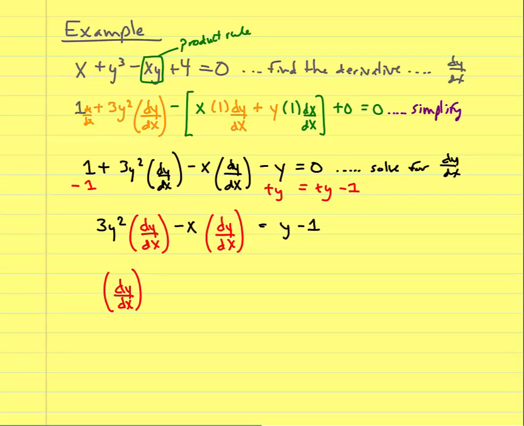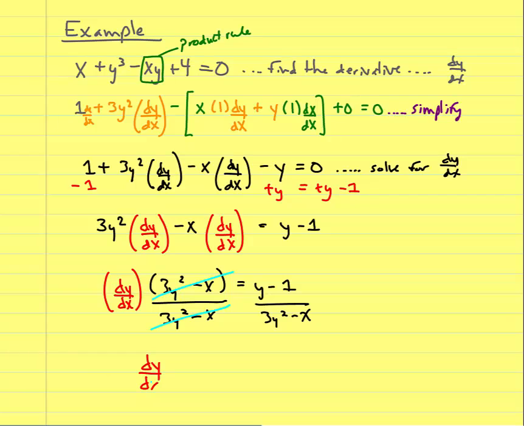And if I factor out that common factor, I'm left with 3y squared minus x. Now if I want to solve for dy dx, I would divide both sides through by 3y squared minus x. Of course, on the left hand side these cancel, and I'm left with dy dx equals y minus 1 all over 3y squared minus x. There's my derivative. Now I never did solve for y.